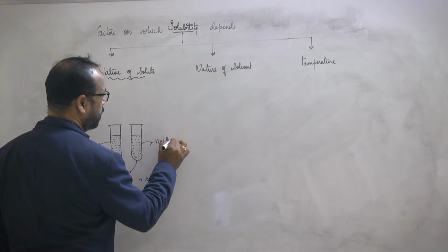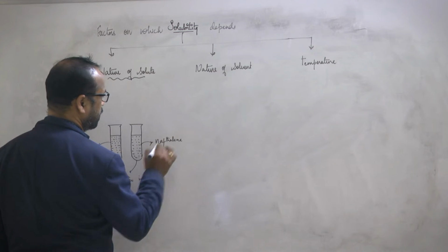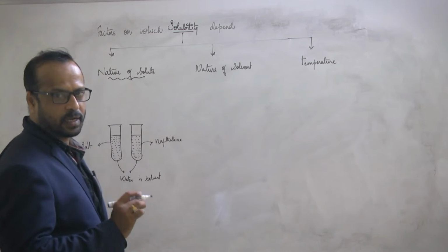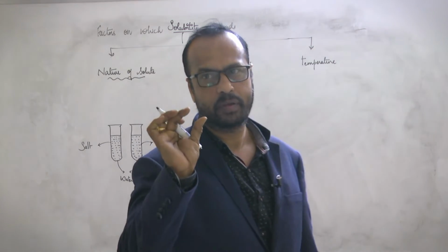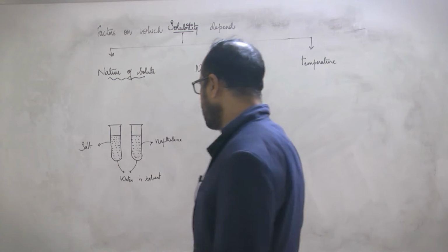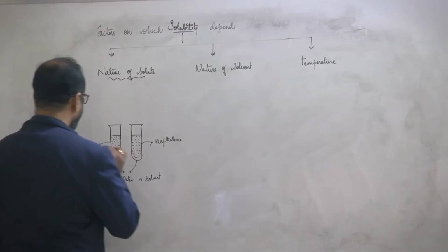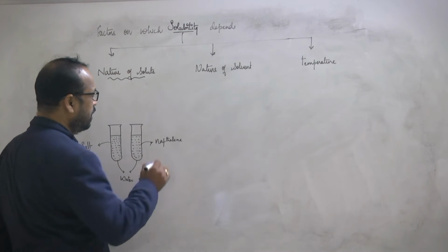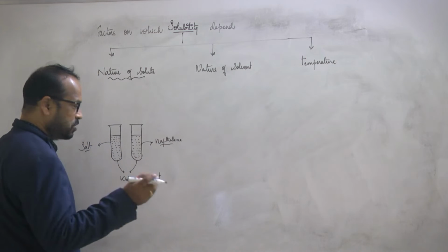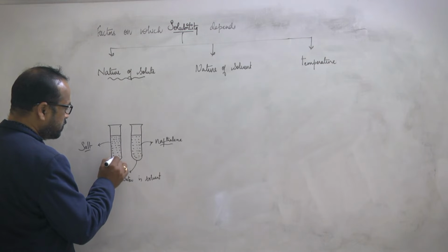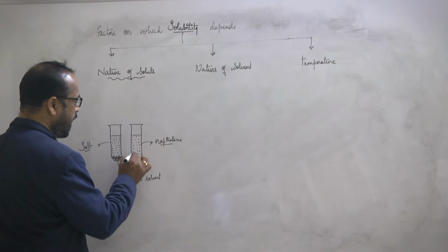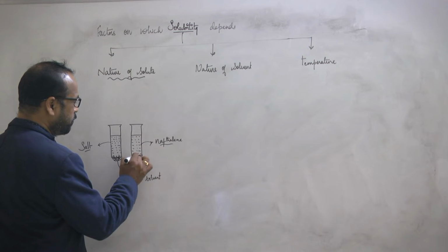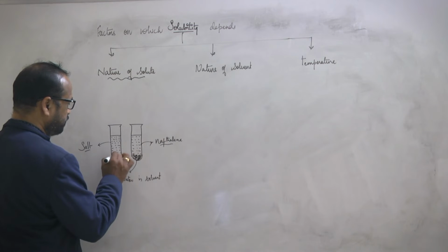You know the naphthalene powder? Naphthalene balls, you know? So I'll take the naphthalene powder. Now I will take just 10 grams or 5 grams of salt, and naphthalene also some 5 grams or 10 grams. So a small amount of salt I am adding in the first test tube, and a small amount of naphthalene powder I am adding in the second test tube.